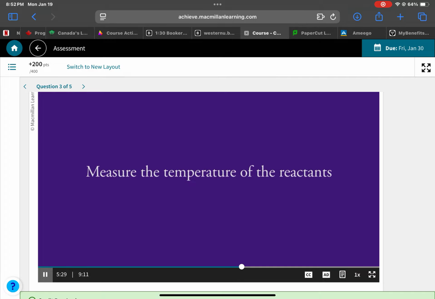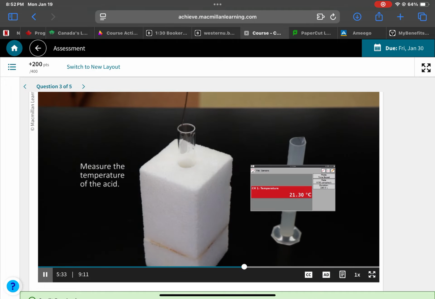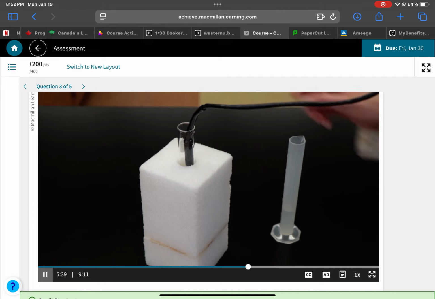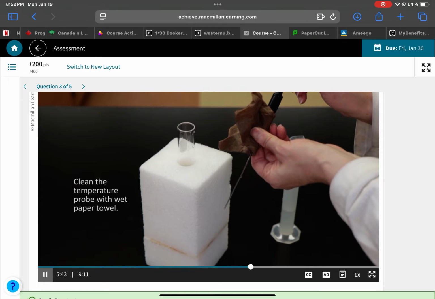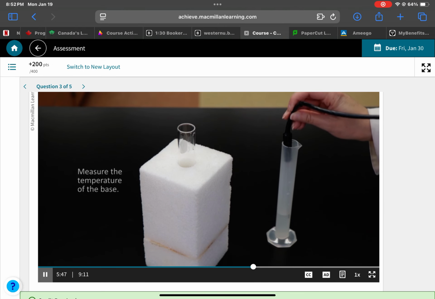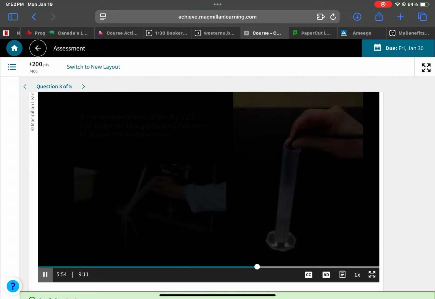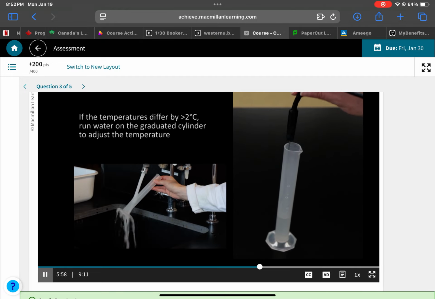Measure the temperature of the reactants. Measure the temperature of the acid in the calorimeter using the temperature sensor. Once the measurement is complete, remove the temperature sensor, allowing any acid to drip back into the test tube. Then wipe the sensor with a damp paper towel. Measure the temperature of the base in the graduated cylinder. If the temperature differs by more than 2 degrees Celsius from that of the acid, run hot or cold water on the outside of the graduated cylinder until the temperature is within 2 degrees.